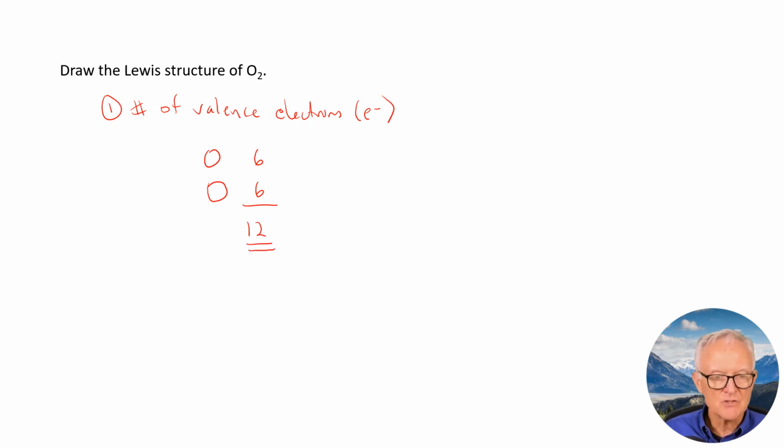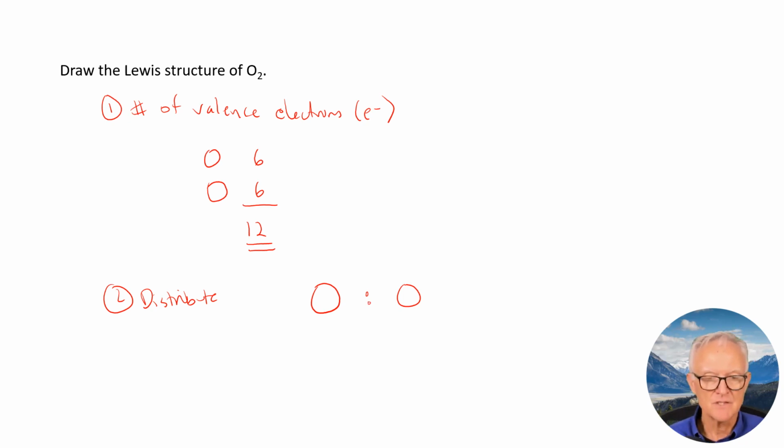So now we can start to distribute those around the 2 oxygens. So we have oxygen and oxygen. Let's put 1 pair of electrons between the oxygens. And then let's fill in lone pairs. So we have 1 lone pair, a second lone pair, a third lone pair. So now we've used up 8 electrons. We have 4 to go. So we could put another lone pair here and another lone pair here.